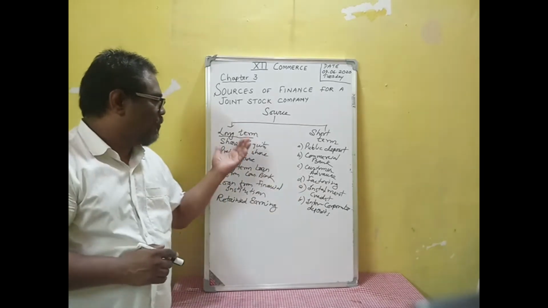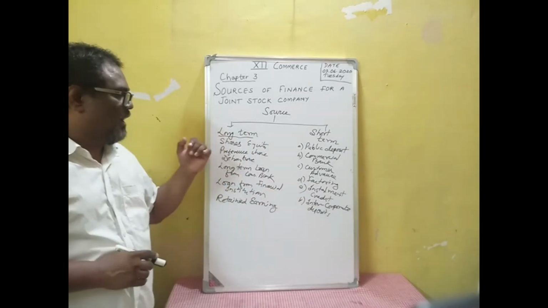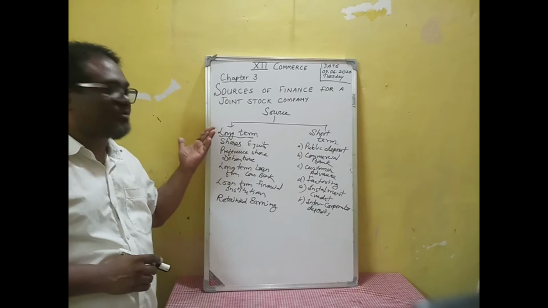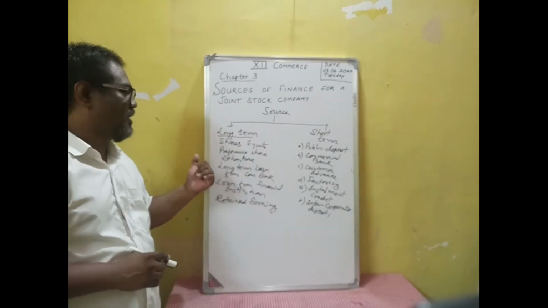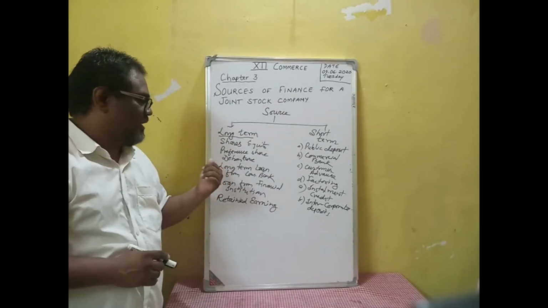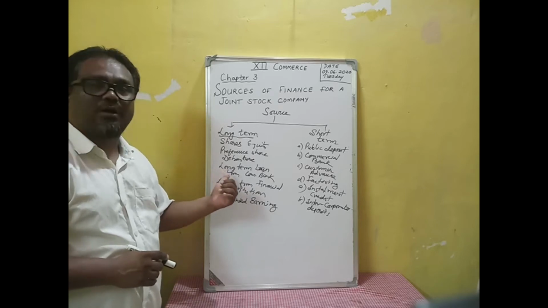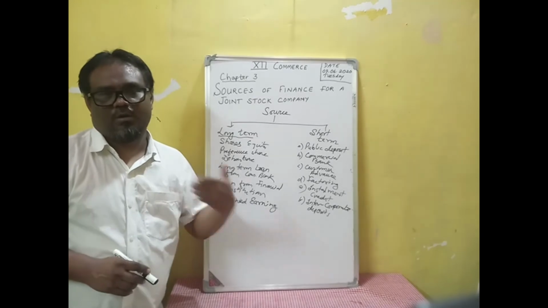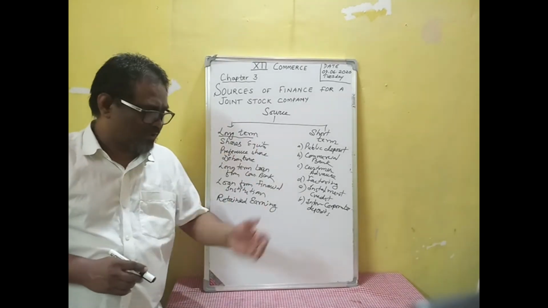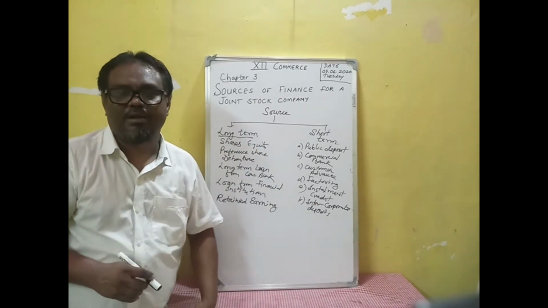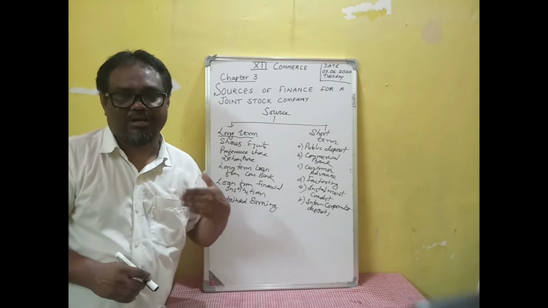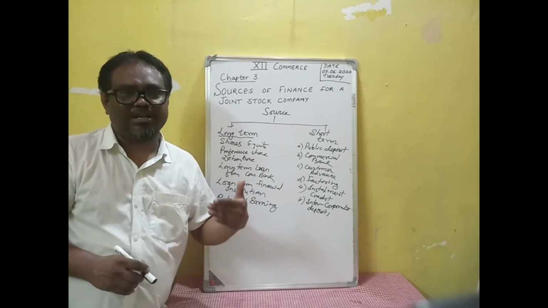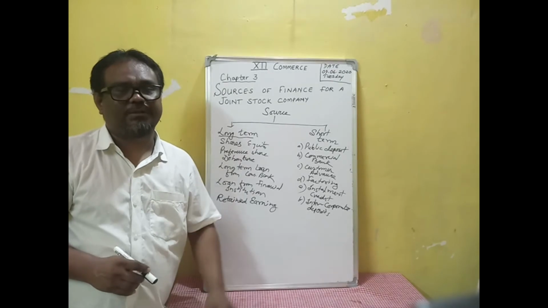So one by one we have to go now. First we will do the shares. There are different types of shares: equity shares and preference shares. Then we will go to the debentures. Then commercial loan, long-term loan from commercial bank. So one by one we will now discuss these topics. First we have to go to the shares and types of shares.